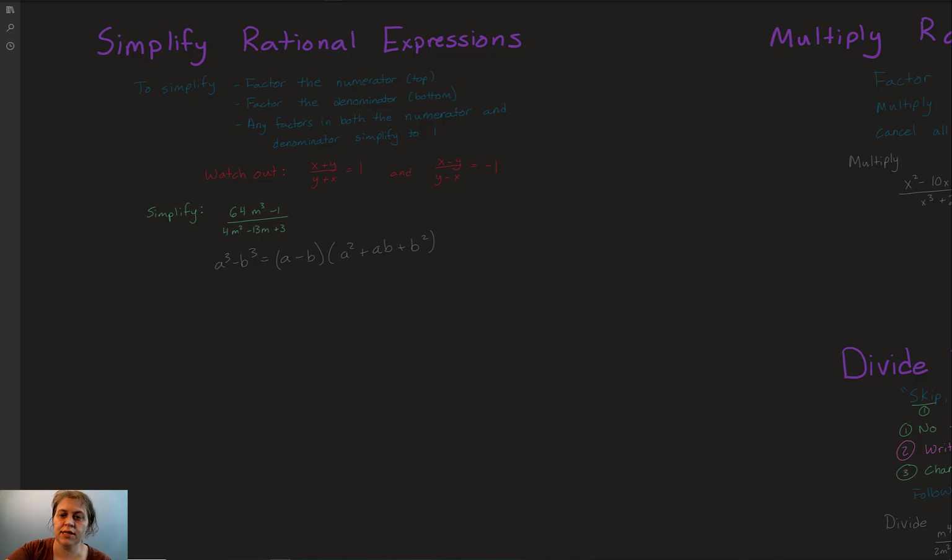Yes, that is right. Okay, so in this case, my 64m cubed, what do I cube to get 64? 4 times 4 is 16 times 4, yes, 64. So this is 4m cubed, and this is minus 1 cubed. So everywhere there's an a, I'm going to put a 4m, everywhere there's a b, I'm going to put a 1, and we're going to end up with our expression. So this is 4m minus 1, 4m squared plus 4m times 1 plus 1 squared. And so that becomes 4m minus 1 times 16m squared plus 4m plus 1. All right, that's my numerator.